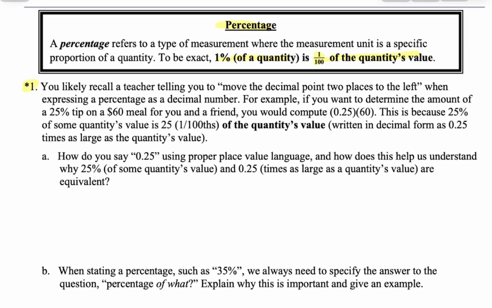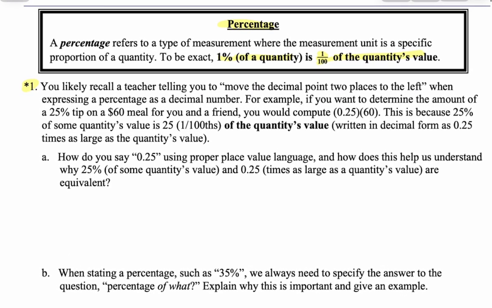So let's take a look at problem number 1. It says you likely recall a teacher telling you to move the decimal point 2 places to the left when expressing a percentage as a decimal. So like 25% is 0.25. So it says in A, how do you say 0.25 using proper language?